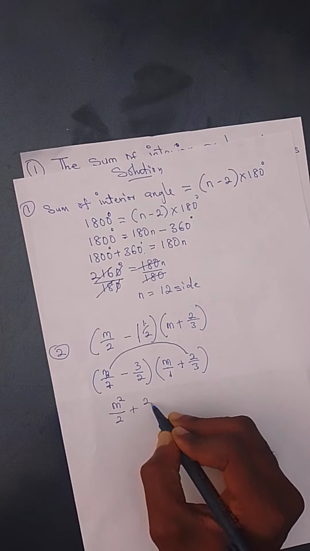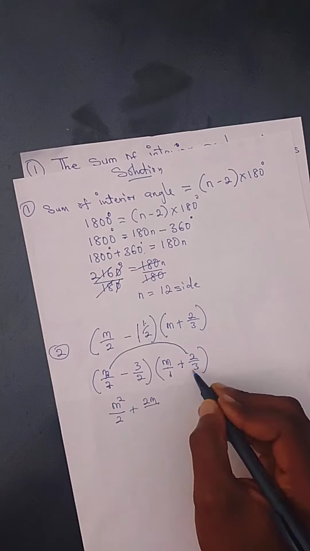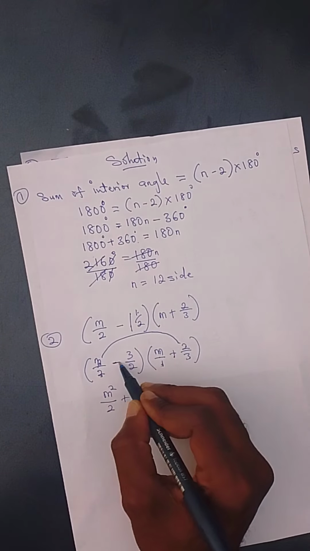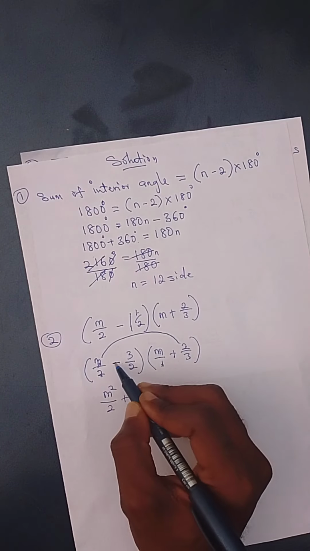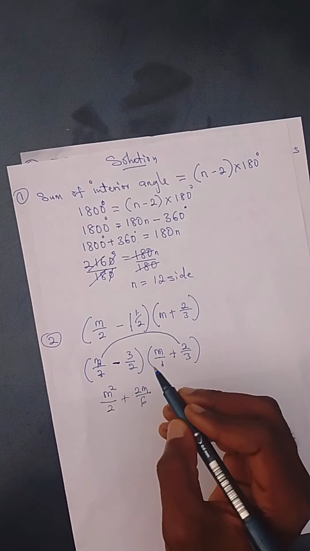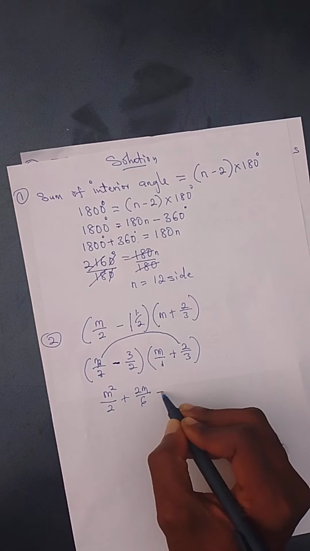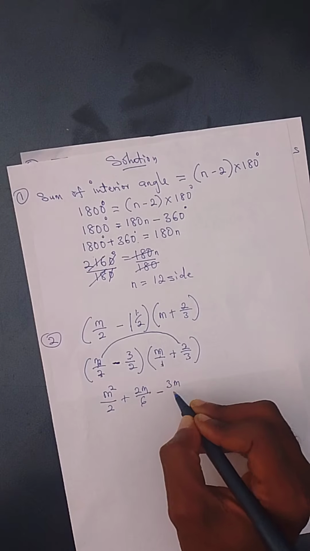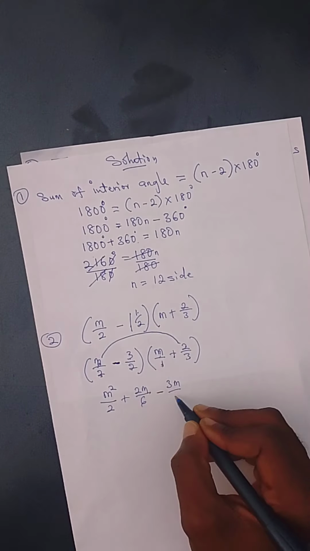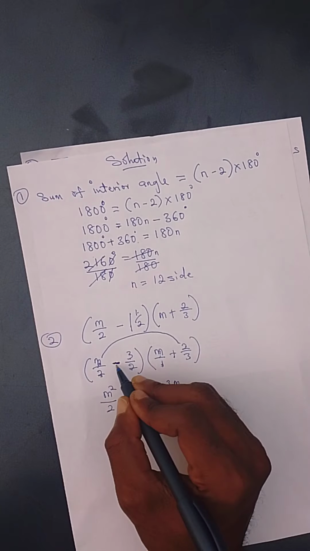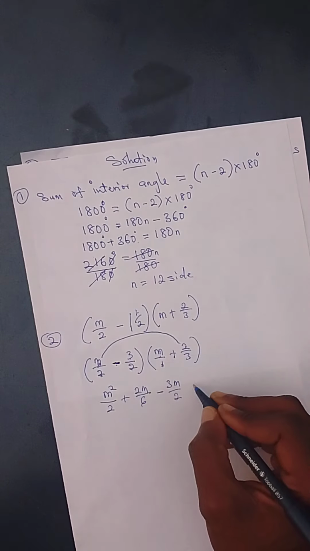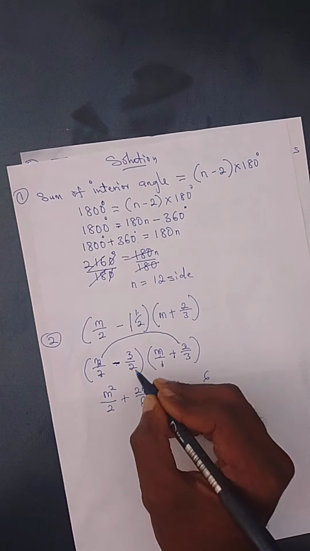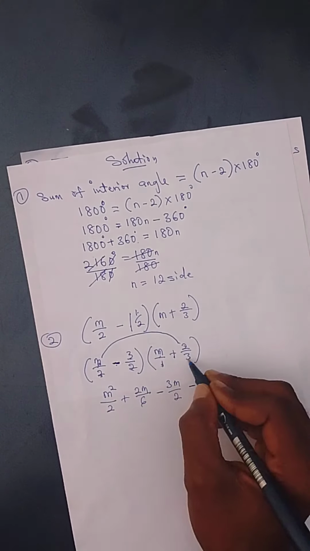M times 2 is 2m, all over 2 times 3, which is 6. Then we pick this 3 all over 2, which has a minus here. So we say minus 3 times m, that gives us 3m all over 2 times 1, that is 2. Then minus times plus is minus, 3 times 2 here is 6, all over 2 times 3 here, which is 6.